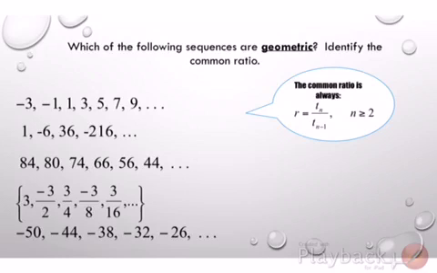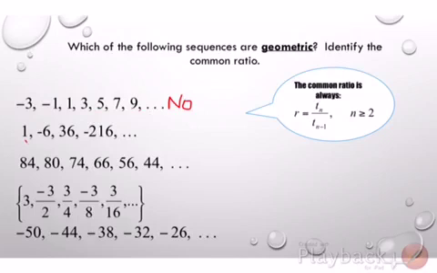Which of the following sequences are geometric? So again, for geometric, you're looking for a common ratio, so multiplying or dividing, and it asks you to identify the common ratio as well. So looking at the first one, negative 3 to negative 1 to 1 to 3 to 5 to 7. I don't have a common ratio there, I do have a common difference, so no, that is not going to be geometric, it's actually arithmetic.